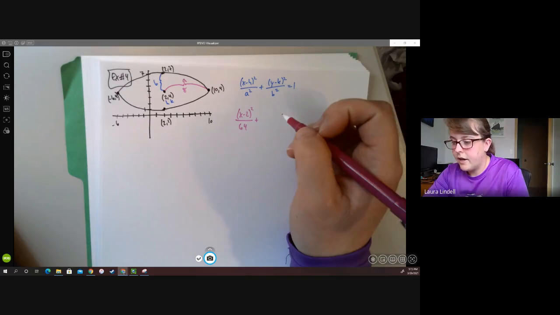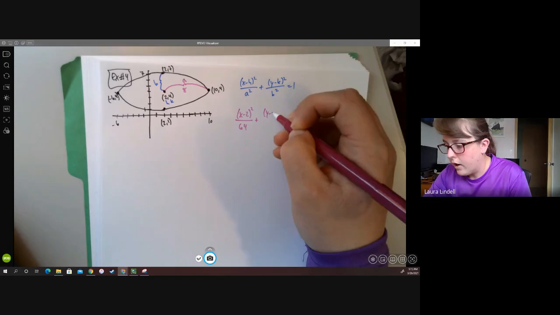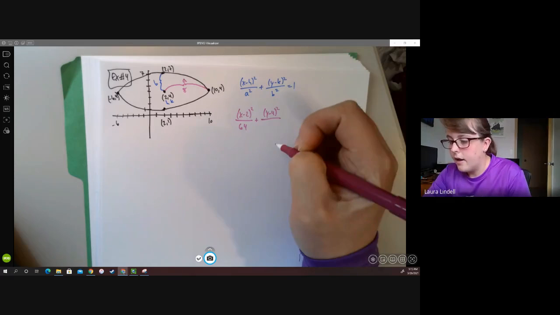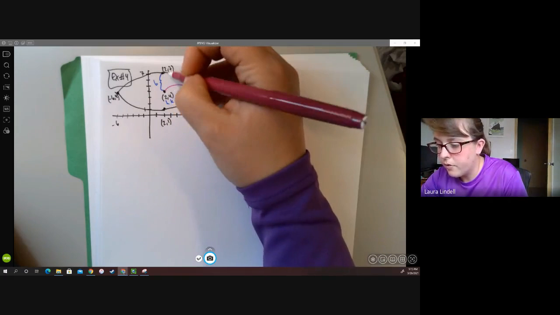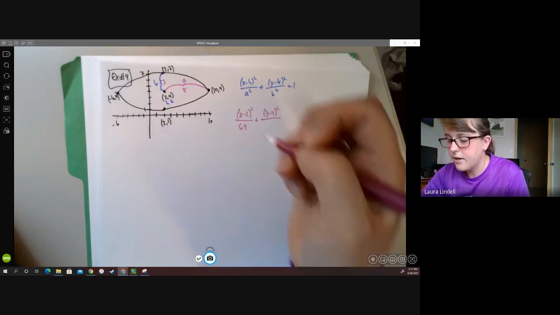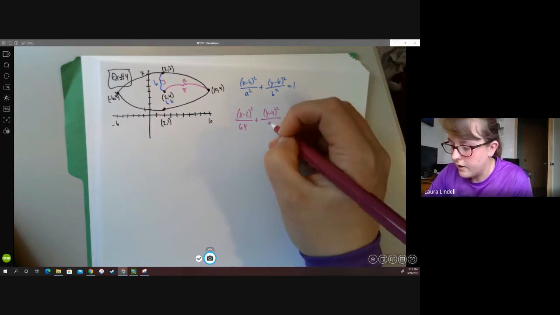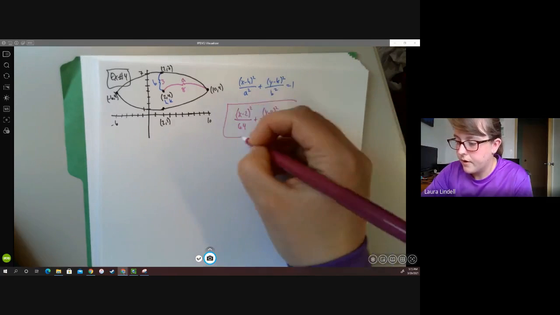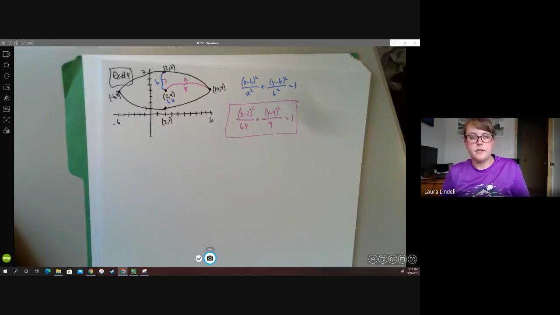And then y minus k would be y minus 4. And then this distance for b, well, we're at 2, 4 and going up to 2, 7, so that distance is 3. And 3 squared is 9, and then equals 1. And we're all done. So as we can see, finding it from the graph is quite a bit simpler than finding it from the vertices and the foci, but both can be done. Any questions for this one? Any numbers we don't know where they came from?